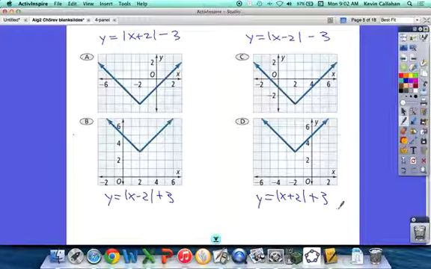Now, how would you make all those happen to be the same? They're all opened up. How would I make one of those open down? Yeah, if I put a negative in front of it, it would make it go down, right? Those are the only transformations you have to worry about. There's only one problem, and it is a multiple choice format. You can always just put it in the calculator and look at the graph.